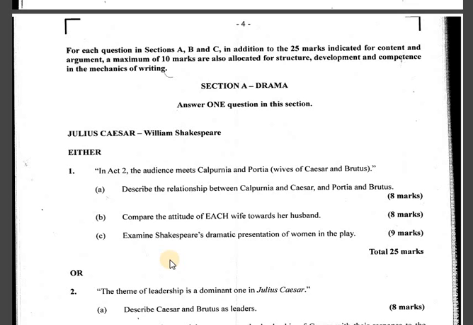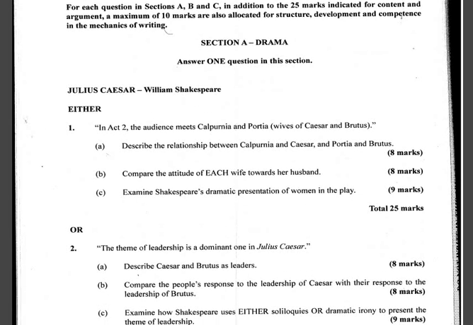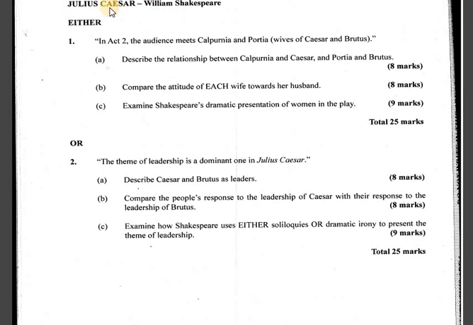I think I'm going to post another video on how to answer the essay questions. Now, this is just an overview of the paper. As I said before, you have Julius Caesar, and notice the either and the or. So it's saying you can choose question 1 or question 2. And notice the marks are there, so you have an idea of what the mark scheme is. So you know that this is valued more marks than this one.